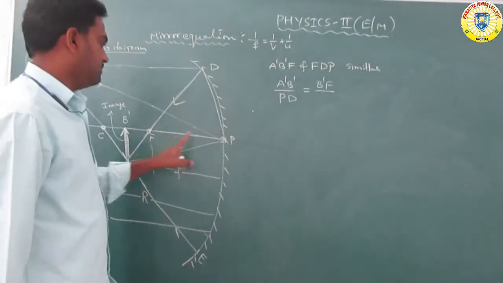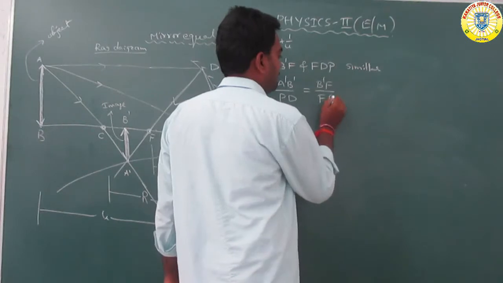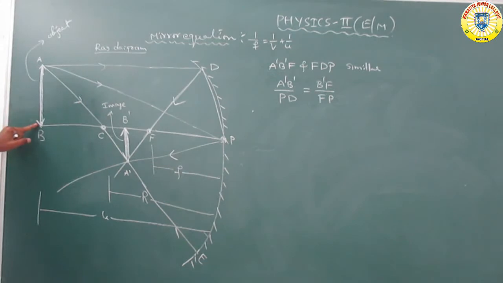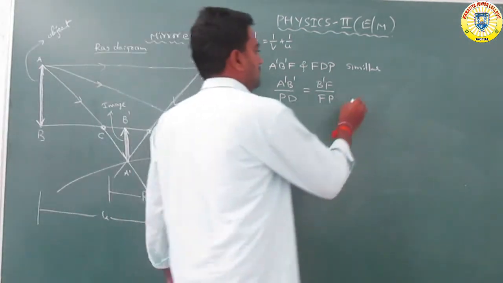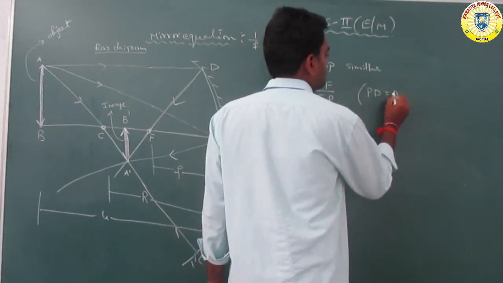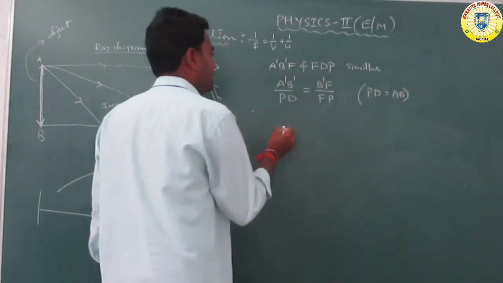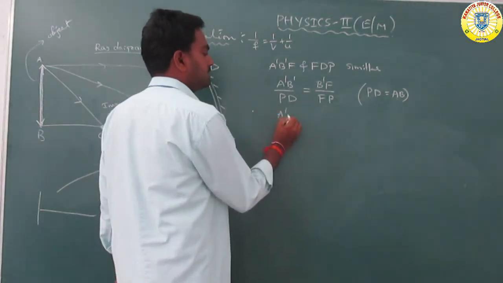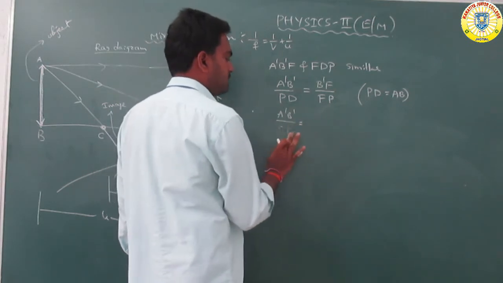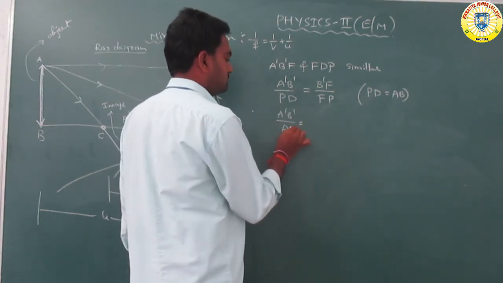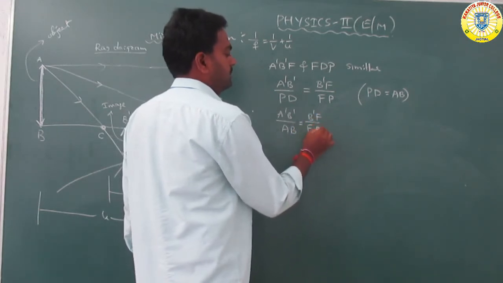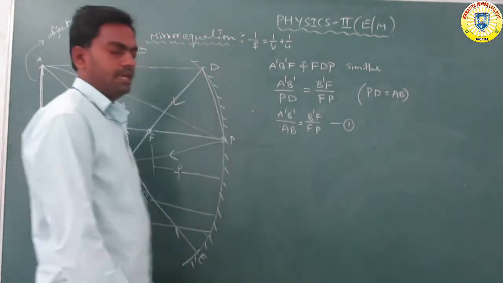And PD is equal to AB. Now substituting in the equation, we get A dash B dash by PD is equal to B dash F by F P. Substituting AB for PD, A dash B dash by AB is equal to B dash F by F P. This is equation 1.